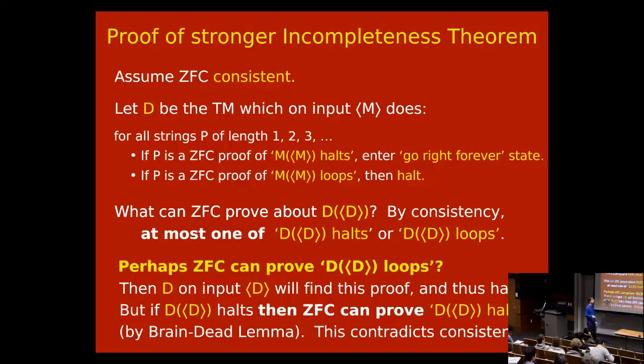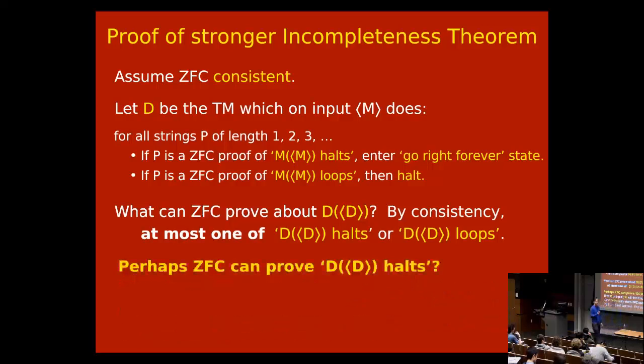Okay, so by its consistency, at most one of these two statements can be proved. And we just showed that this one cannot be proved. And now I'm going to do the same thing. I'll prove by contradiction that this one also can't be proved: D of D halts. It's very similar, just a tiny bit trickier. So let's assume for the sake of contradiction that there is a proof of D of D halts.